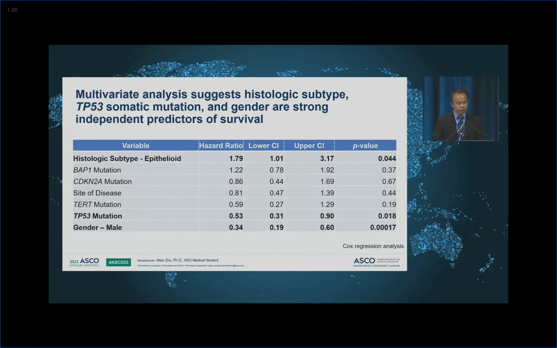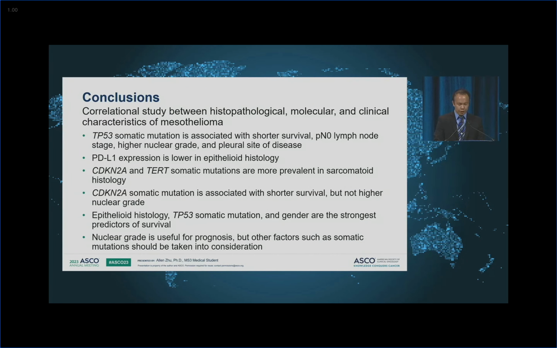And finally, we performed a multivariate regression analysis using predictor variables that were found to be significant in the previous univariate analyses we showed. This could help us determine the relative contribution of each of those variables towards survival. And our studies, as shown here, suggest that the histologic subtype, somatic TP53 mutation, and gender are the strongest, most independent predictors of survival. So in conclusion, we performed a correlational study between histopathologic, molecular, and clinical characteristics of mesothelioma.